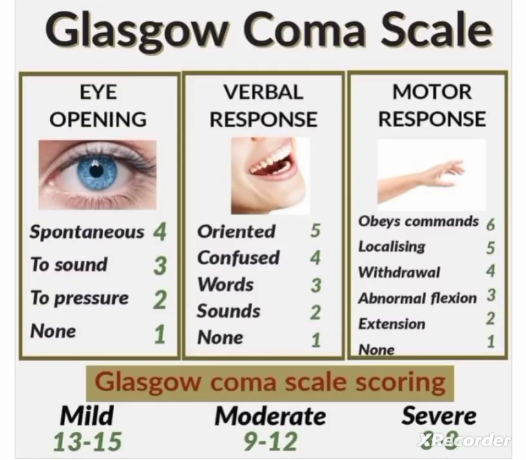Glasgow coma scale. Here there are three main elements: first, eye opening; second, verbal response; third, motor response. We will say E4, V5, M6. So the first one is eye opening. The response, that's spontaneous eye opening, scores 4. To sound, the patient opens his eyes, the score is 3.